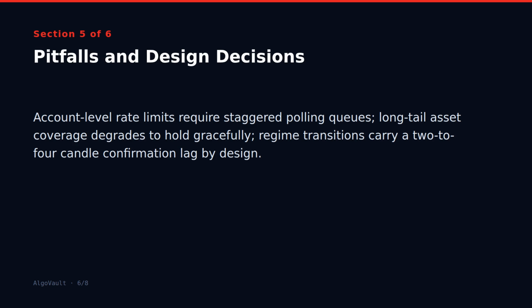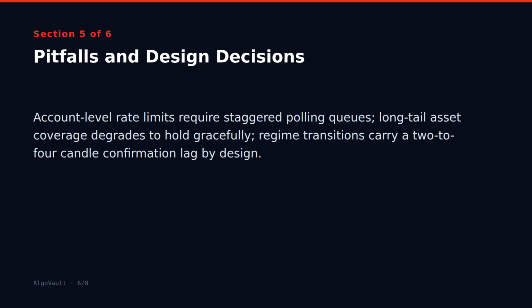Rate limits are account level, not per asset. The default tier allows 60 requests per minute shared across all assets on the account. Polling 20 assets simultaneously on a 60-second interval hits that ceiling inside the first loop cycle. The correct pattern is a staggered queue, each asset polled on its own timer offset, not all fired at once.